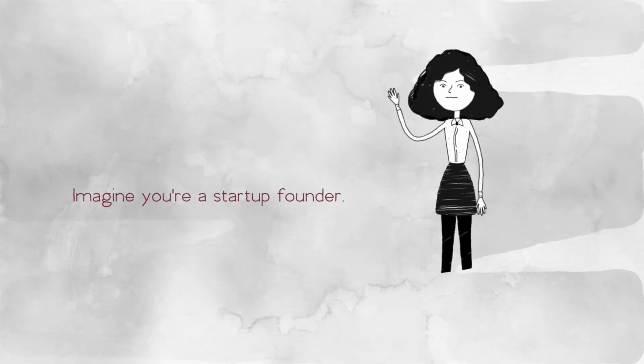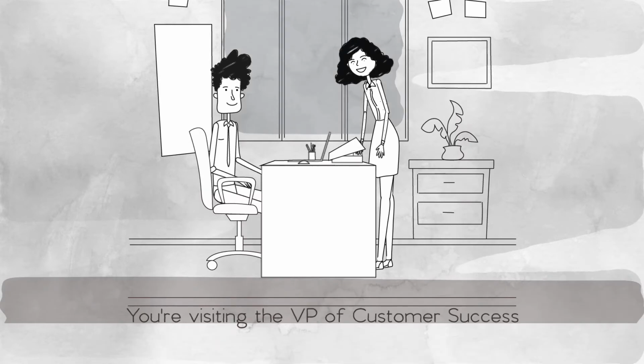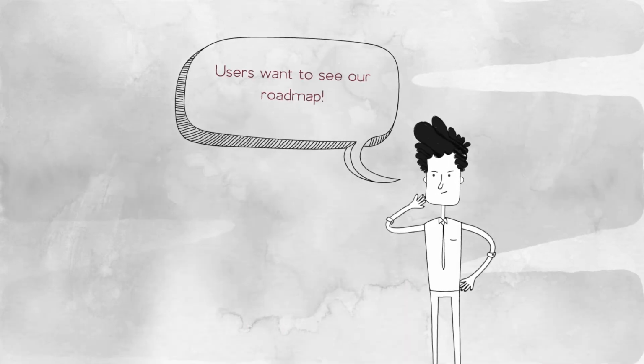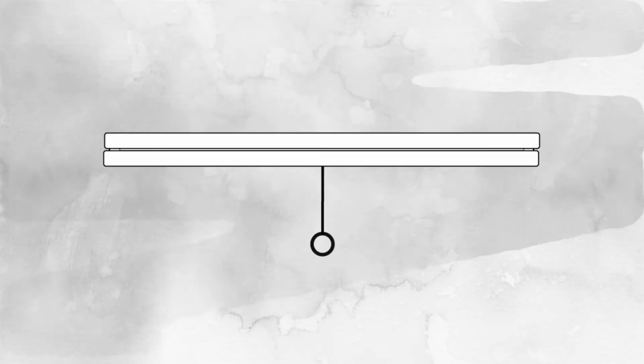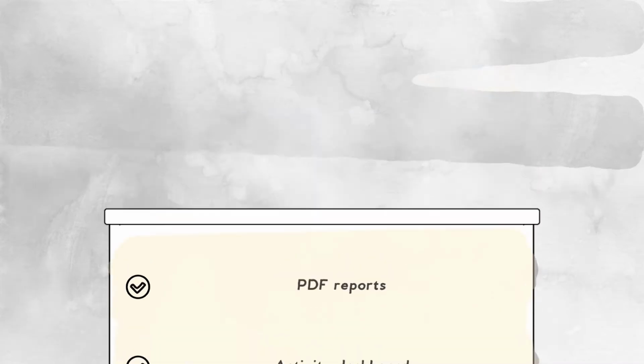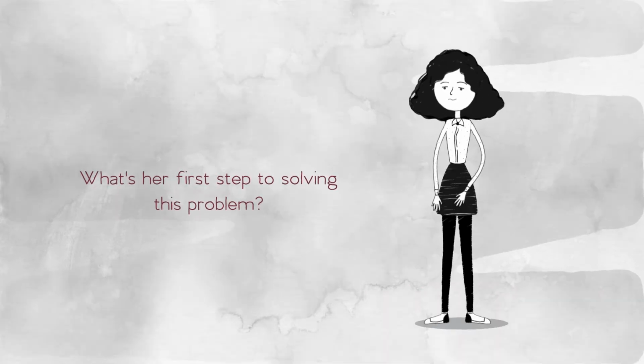All right, I want you to imagine that you're a startup founder and you're talking to your VP of customer success, just shooting the breeze, and he mentions that users really want to see our product roadmap. They have questions about which features we're going to release next. And because there's no public place for them to view that information, it increases the load on our support staff. So what's the founder going to do? What's her first step to solving this problem?